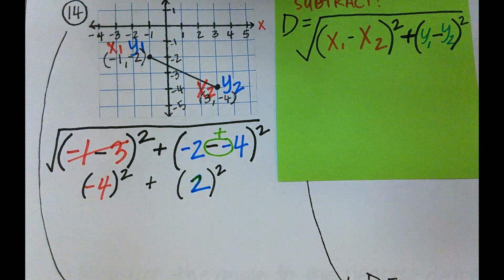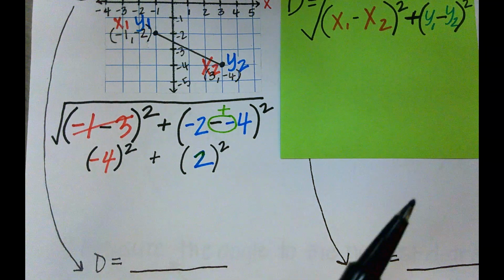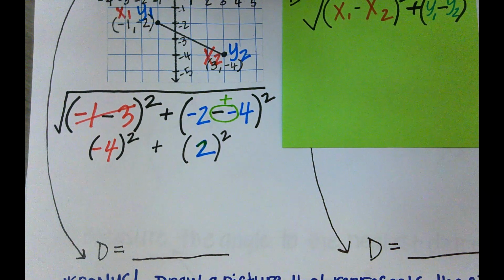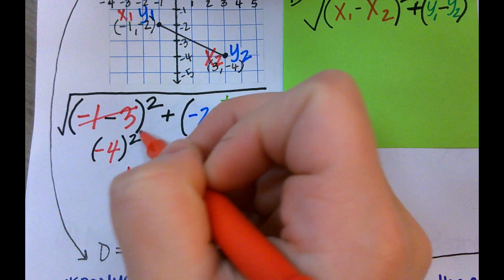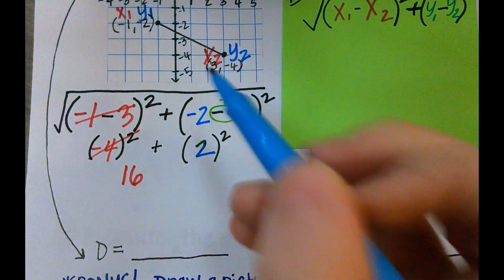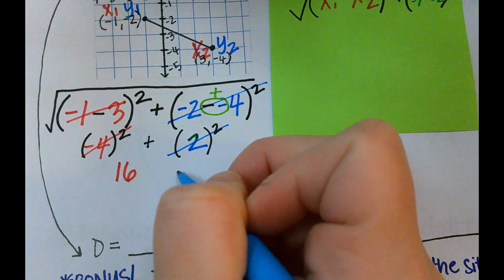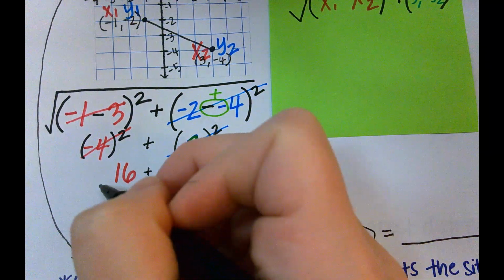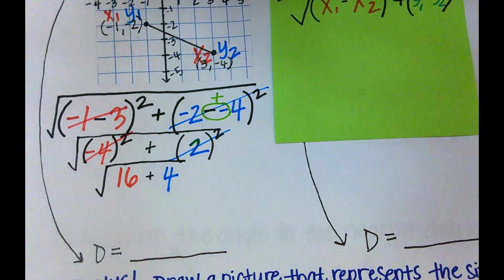Squared. Okay, so we got that. And Charles, you said -4 squared is positive 16. Yes, and that is correct. And what about 2 squared? 4. Don't forget, we still have a big square root on there.